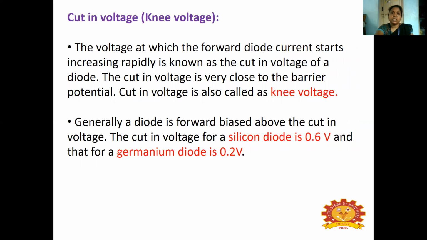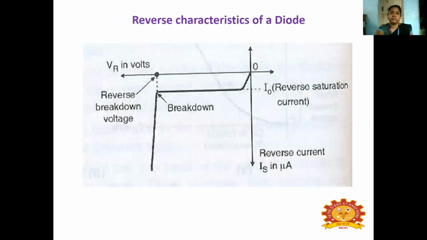The voltage at which the forward diode current starts increasing rapidly is known as the cut-in voltage of the diode. The cut-in voltage is very close to the barrier potential, and it is also called the knee voltage. This voltage has a constant value: silicon has 0.6 volt and a germanium diode has 0.2 volt.